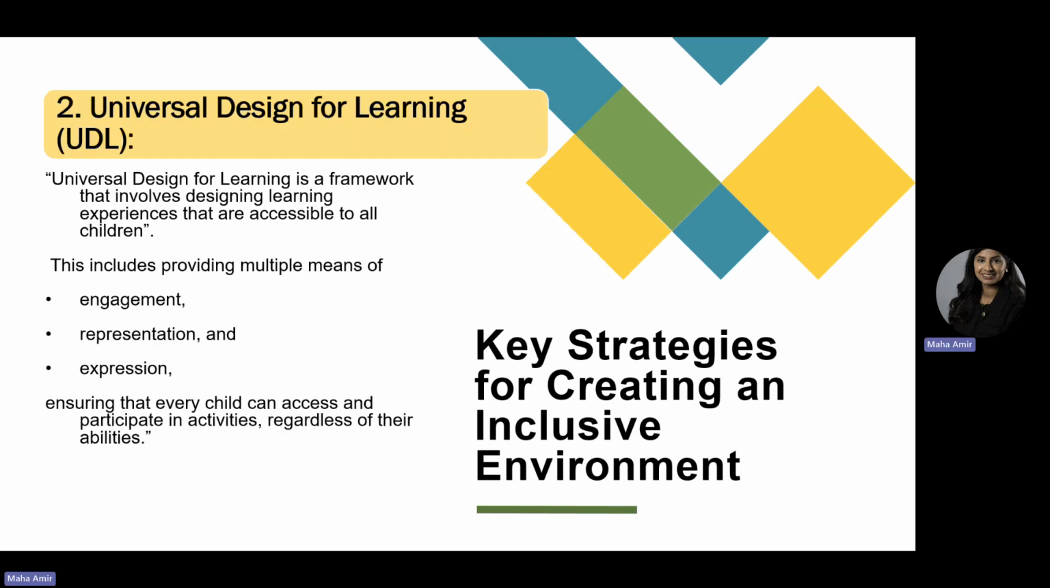The second is the universal design for learning, which is a framework that involves designing learning experiences that are accessible to all children. This includes providing multiple means of engagement, representation, and expression to ensure that every child can access and participate in activities regardless of their abilities.